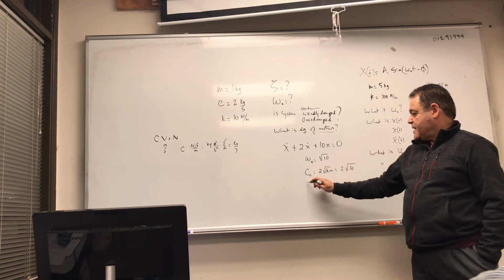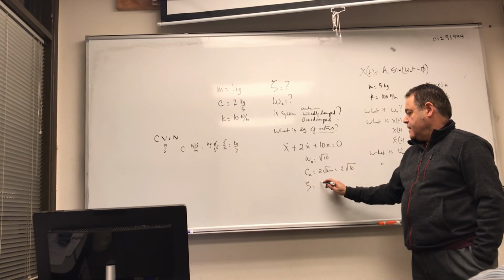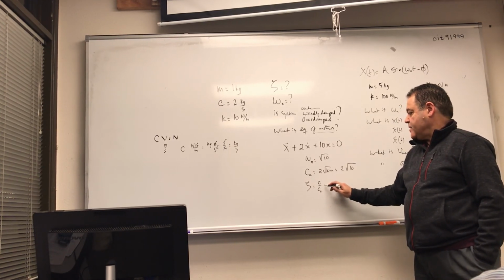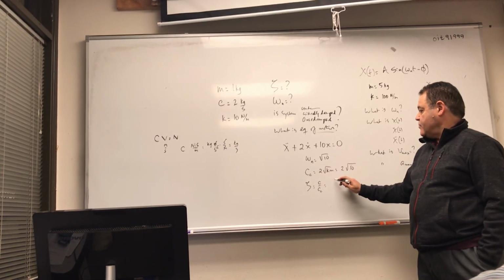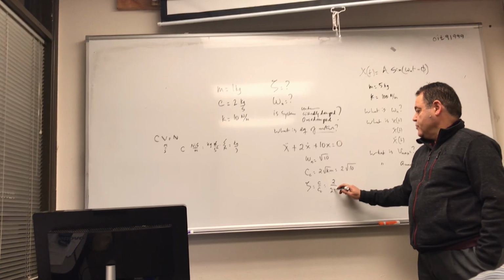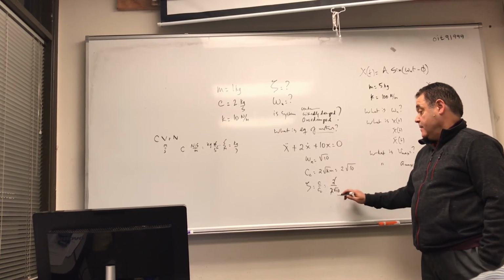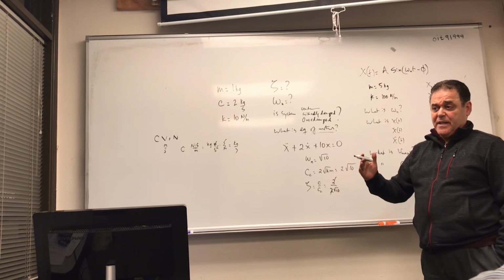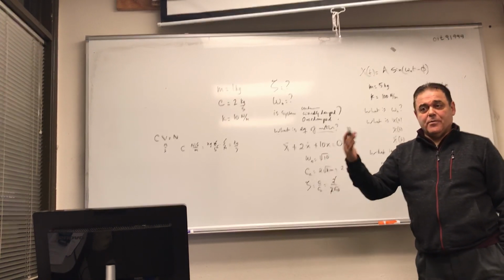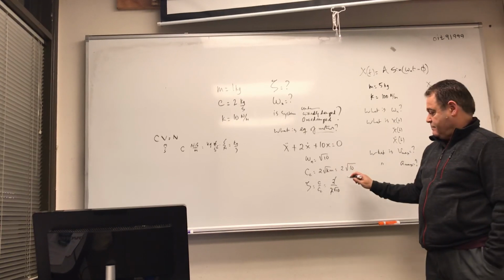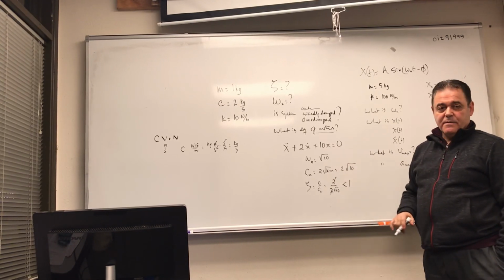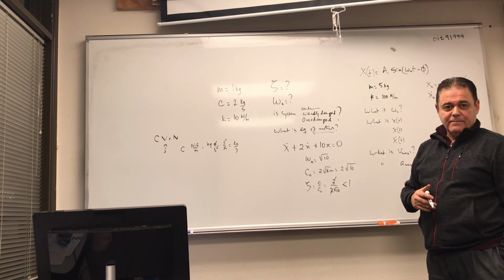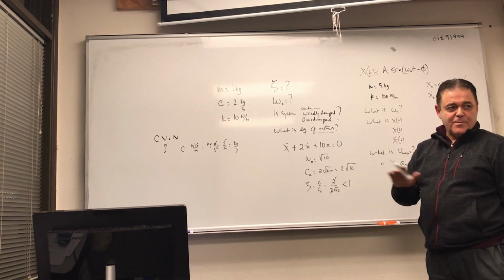And what is zeta? C over CC, which is, C is 2, over 2 square root of 10. So it's 1 over square root of 10. Remember, the only thing we need to find out is whether it is less than 1 or greater than 1. This is less than 1, which means it is underdamped. Done.